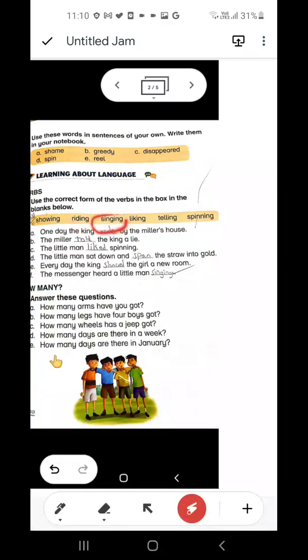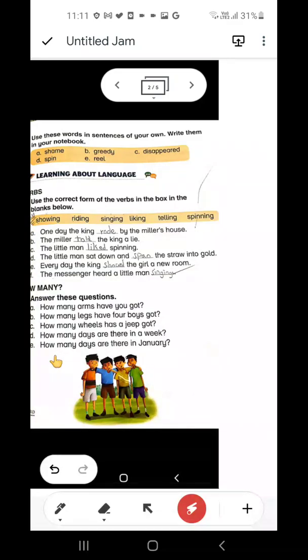Singing has a first form sing and second form sang. Liking has a first form like and second form liked. Telling has a first form tell and second form told. Spinning has a first form spin and second form span. So we are going to use the second form of these words in the blanks.